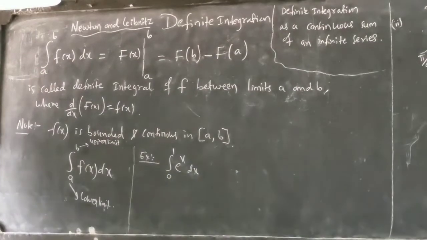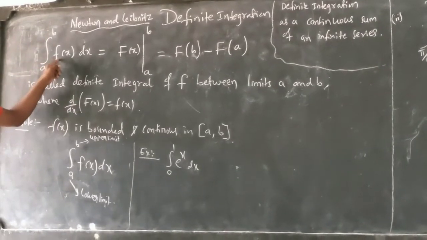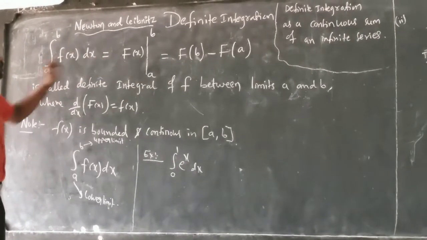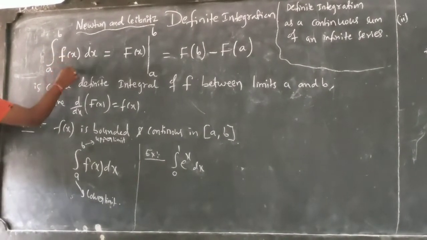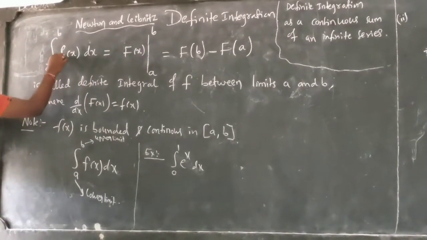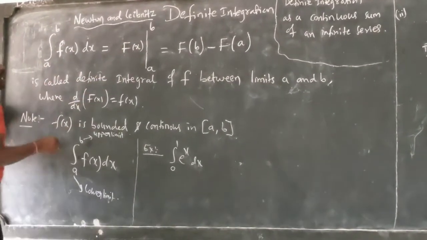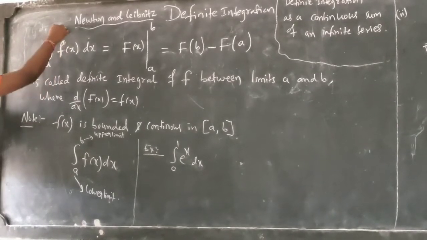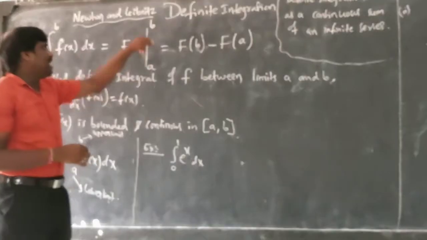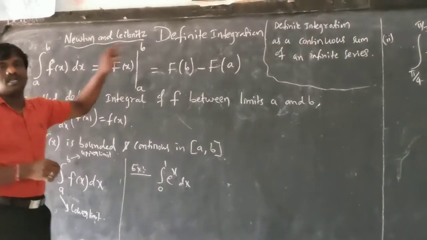Now what is the definition of definite integration? Integration from a to b of f of x dx. Suppose f is a function and the integration of small f of x is capital F of x, and this function is in the interval a to b. Then we can write it as F of x from a to b, where a is called the lower limit and b is called the upper limit.